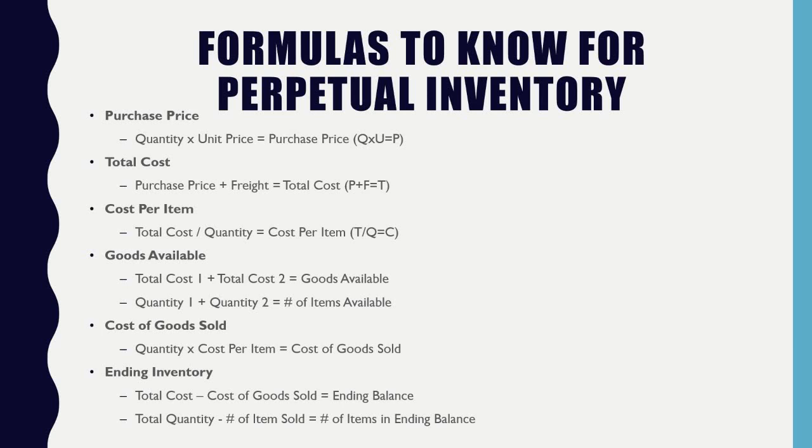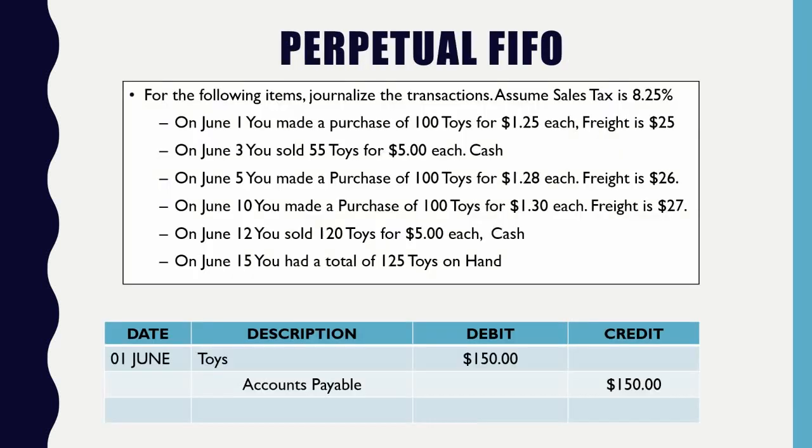Now, we don't need to have ending inventory because why? We already know how much ending inventory is, but for safekeeping, it's also good to make sure that we have that on the side. Okay, so let's go ahead and look at our scenario first, and then we'll dive into the concept. So here, for the following items, journalize the transaction, can assume that sales tax is 8.25%.